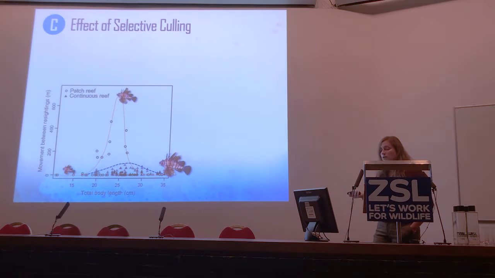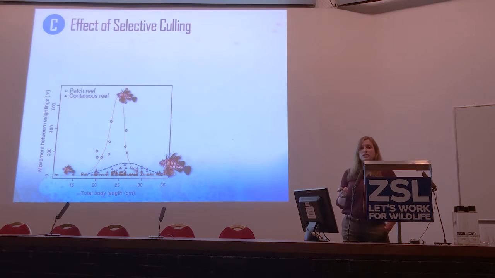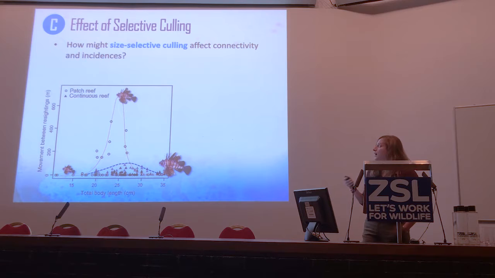But as we saw earlier, not all fishes of all sizes are moving in the same way, and so what we wanted to know is how might size selective culling, if you're removing some of these size classes that are more responsible for dispersal, affect overall incidence and population dynamics?